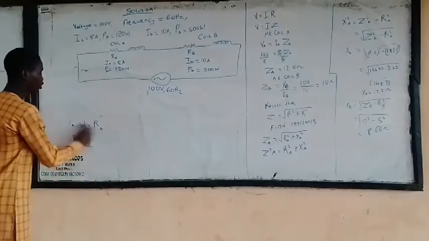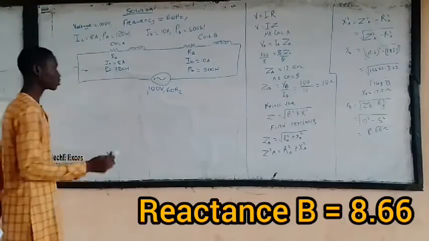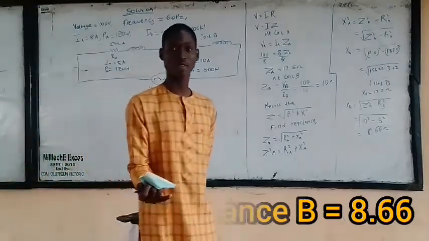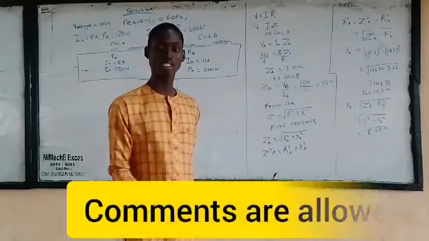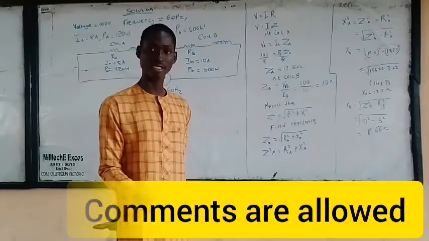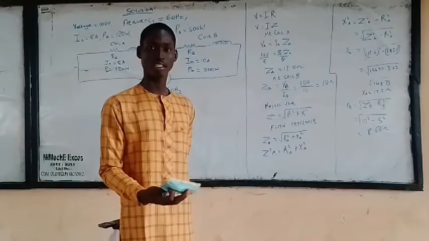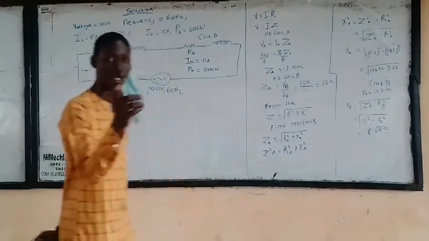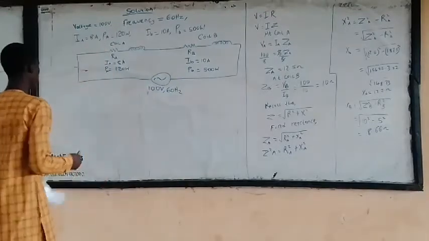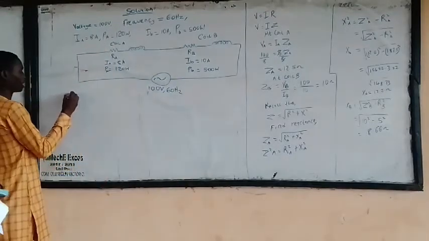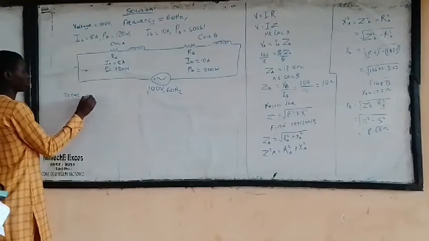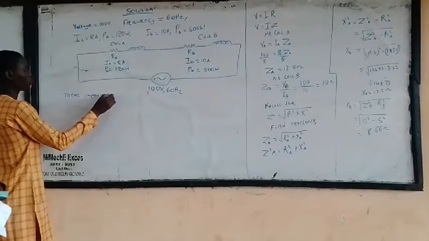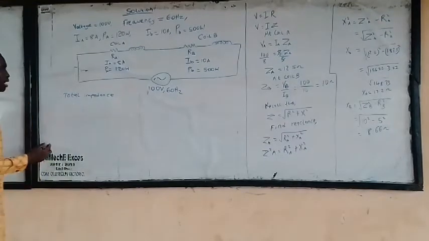So if I should recall what we have done: resistance first at each coil, next we solve for the impedance at each coil, next we solve for the reactance at each coil. Now we're going to solve for the total impedance. I know you've been wondering, total impedance, what do you mean by that?